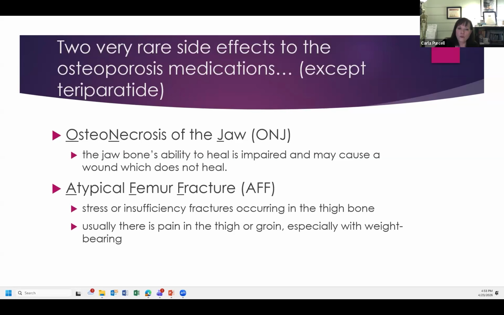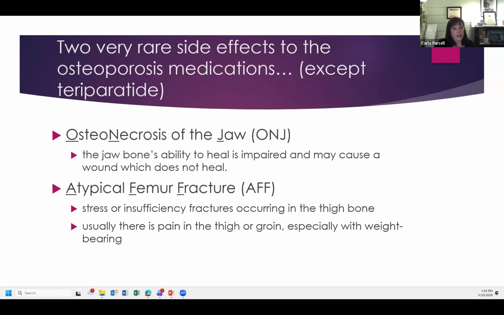It usually comes with some pain in your thigh or in your groin, especially with weight bearing. So you should tell your doctor about it because they can do x-rays and see that oftentimes before it happens. This fracture happens lower in your leg than a regular hip fracture would.